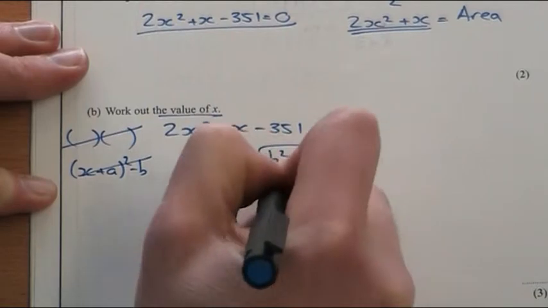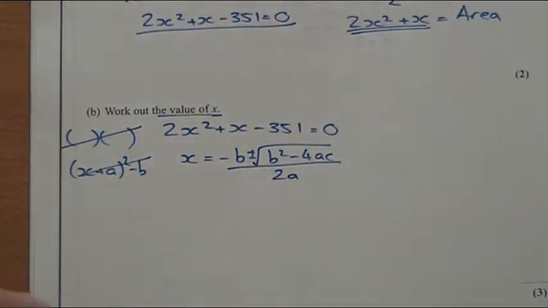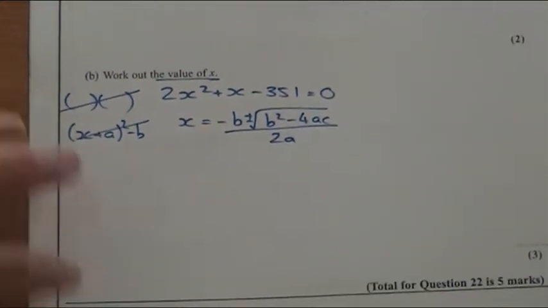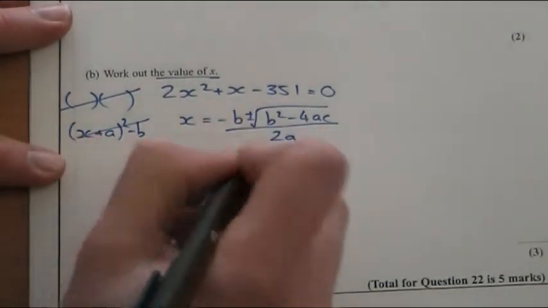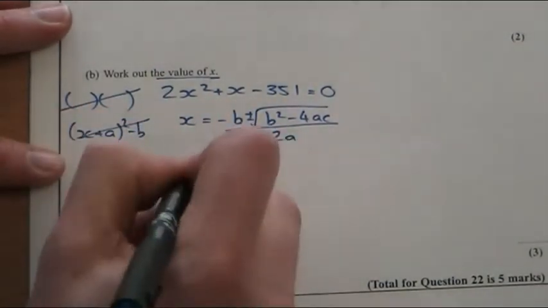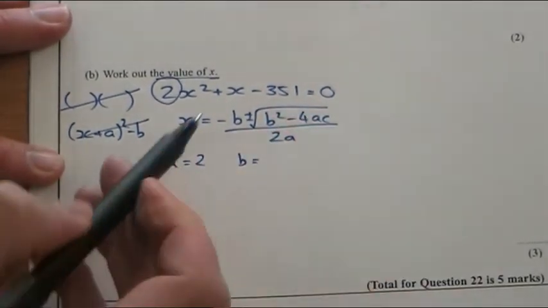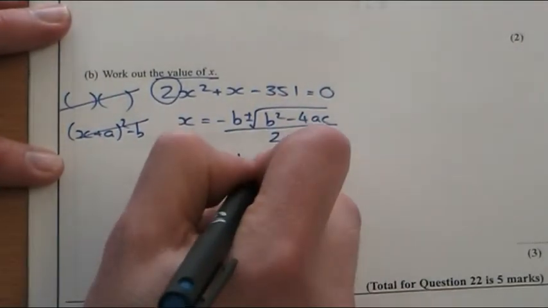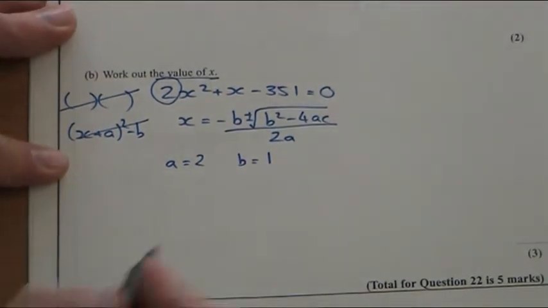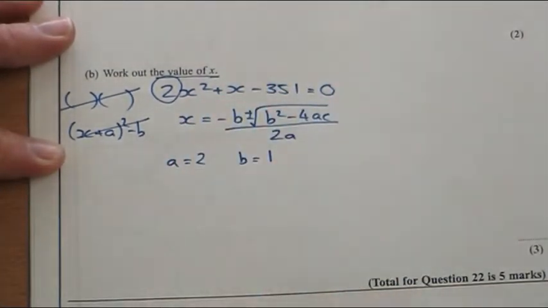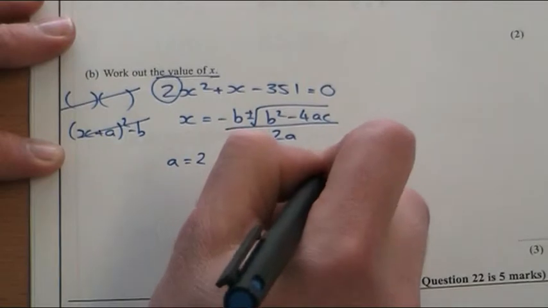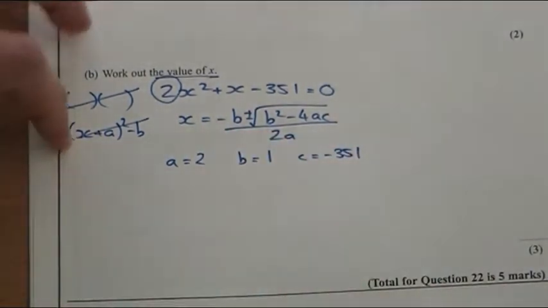Now, if you don't know this, there's some fantastic videos on YouTube on how to remember it, but you are given it anyway. So what this means is the a is the coefficient of x squared, so the a is the 2. The b is the coefficient of x, which is 1x, so the b is 1. And the c is this constant term, the bit without any x's, so c is actually minus 351.